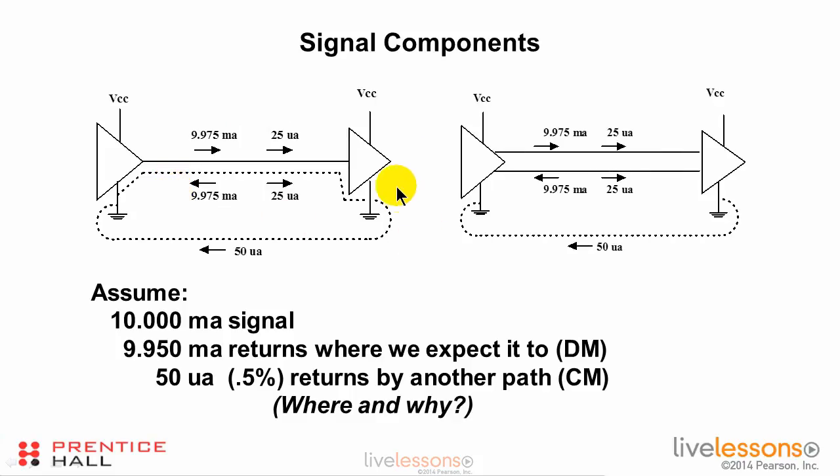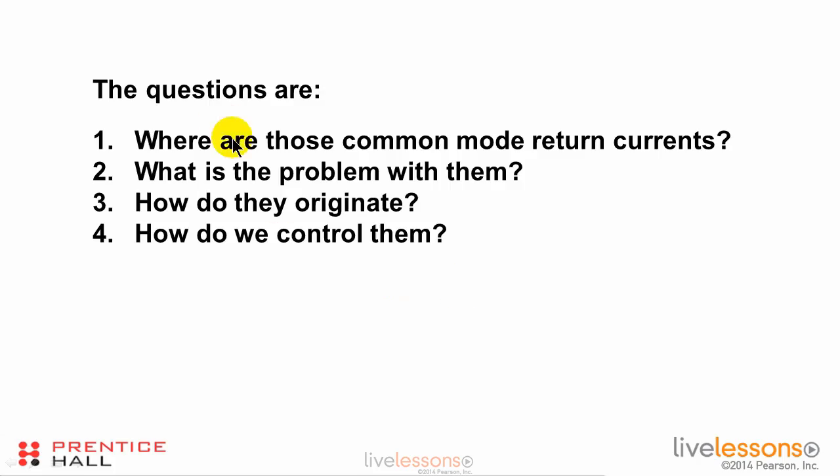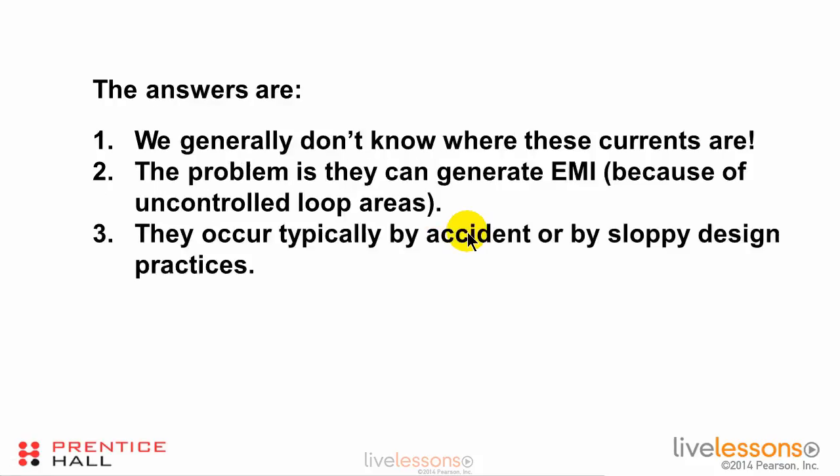And if we look at the differential mode case, we get the same sort of situation looking this way with 50 microamps coming back through some other path. Now the question is, where is this 50 microamps flowing? These common mode currents can be flowing somewhere that might be quite detrimental. So here are the questions. Where are those common mode currents? What's the problem with them? How do they originate? And how do we control them? Those are all very good questions.